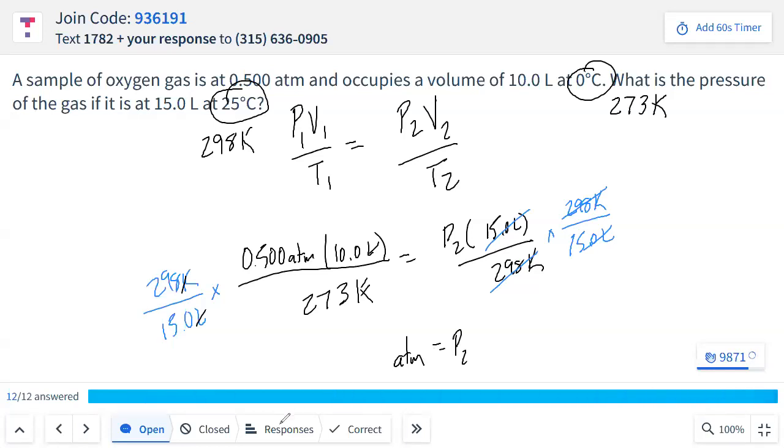Now I just need to multiply all the numbers together. 298 multiplied by 0.5, multiplied by 10, divided by 15, divided by 273, to 3 significant figures, 0.364 atmospheres.